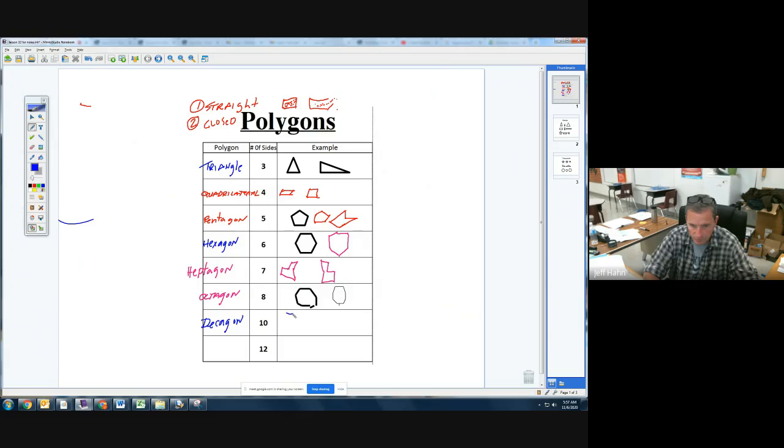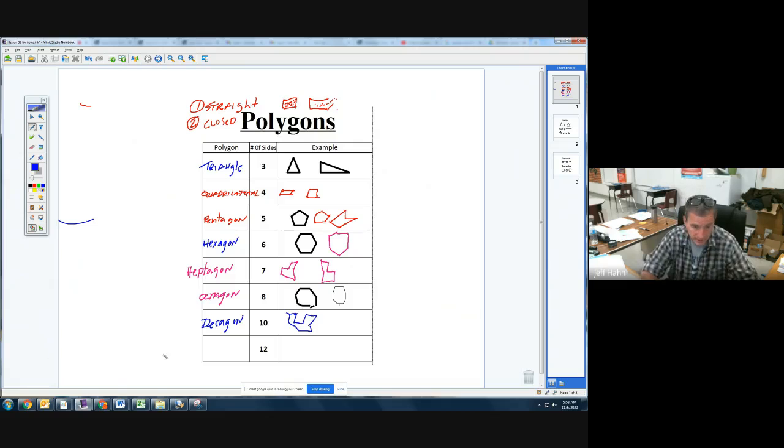Let's do this. 1 side, 2 sides, 3 sides, 4 sides, 5 sides, 6 sides. Let's try some more sides. 7 sides, 8 sides, 9 sides, and 10 sides. Well, it looks a little like a bird. I don't know if that was very good.